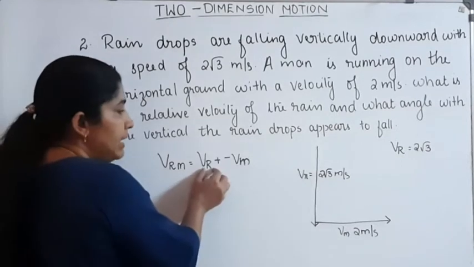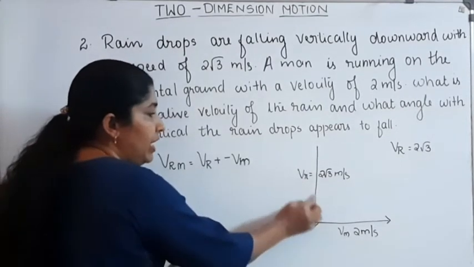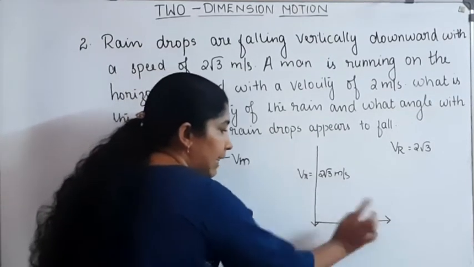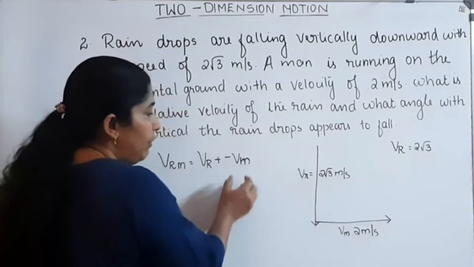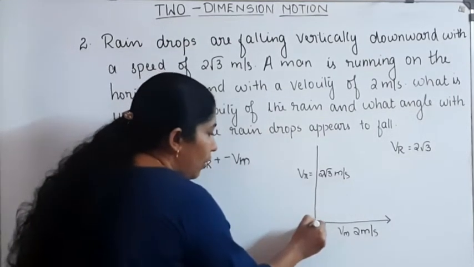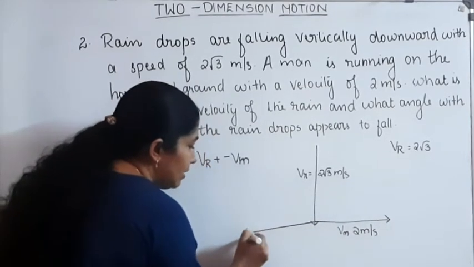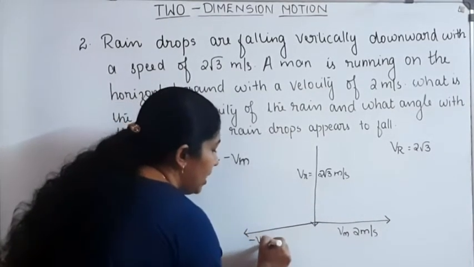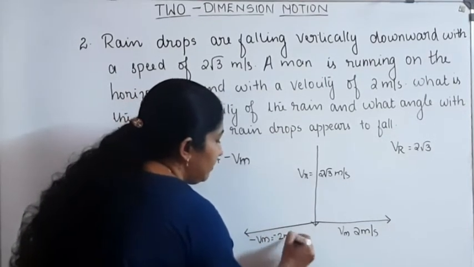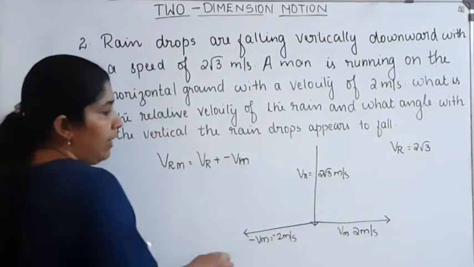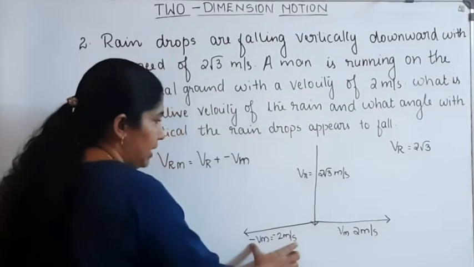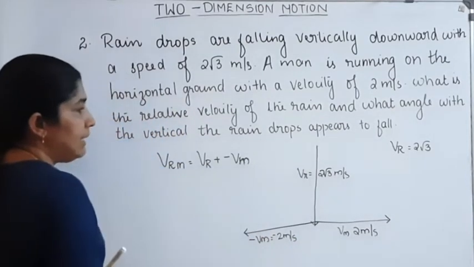Vr is the velocity of the rain, Vm is the velocity of the man, and it is directed like this. But we want to consider minus Vm, so we can draw it like this. This is minus Vm, that's equal to minus 2 meter per second. Vm is in this direction, then minus Vm is in this direction. Then what about the resultant velocity?